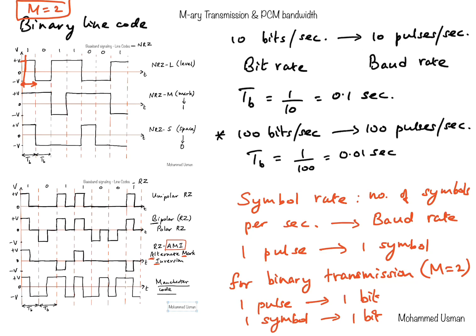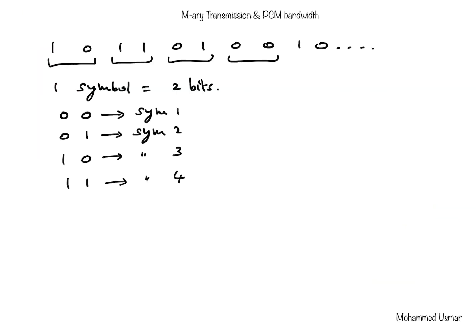Previously, in the binary case, we had only 2 possible symbols, either a 1 or a 0. So to represent the 1 or a 0, we required only 2 voltage levels, either a plus V and minus V, or a plus V and 0, right? Because we have 2 possible symbols, we needed 2 voltage levels. Now when we combine 2 bits per symbol, that means we have 4 possible symbols. So when we represent them as pulses, we will need 4 possible voltage levels.